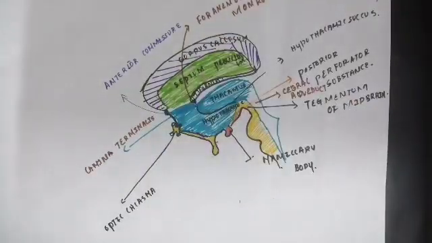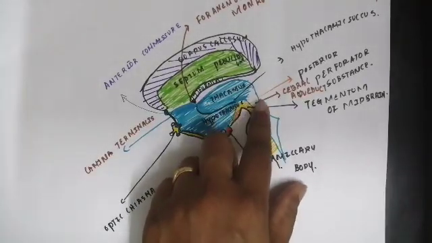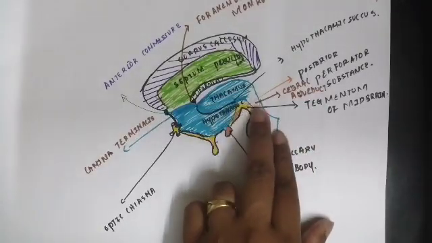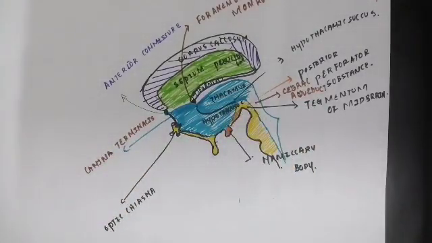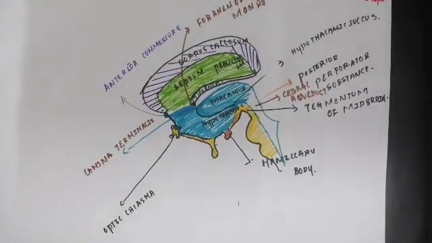So in simple words, we can see that the third ventricle is communicating with the fourth ventricle through the cerebral aqueduct, which is present posterior inferior to the third ventricle. Now there is a communication between the third ventricle and the lateral ventricle through the foramen of Monro. So that is a simple explanation.